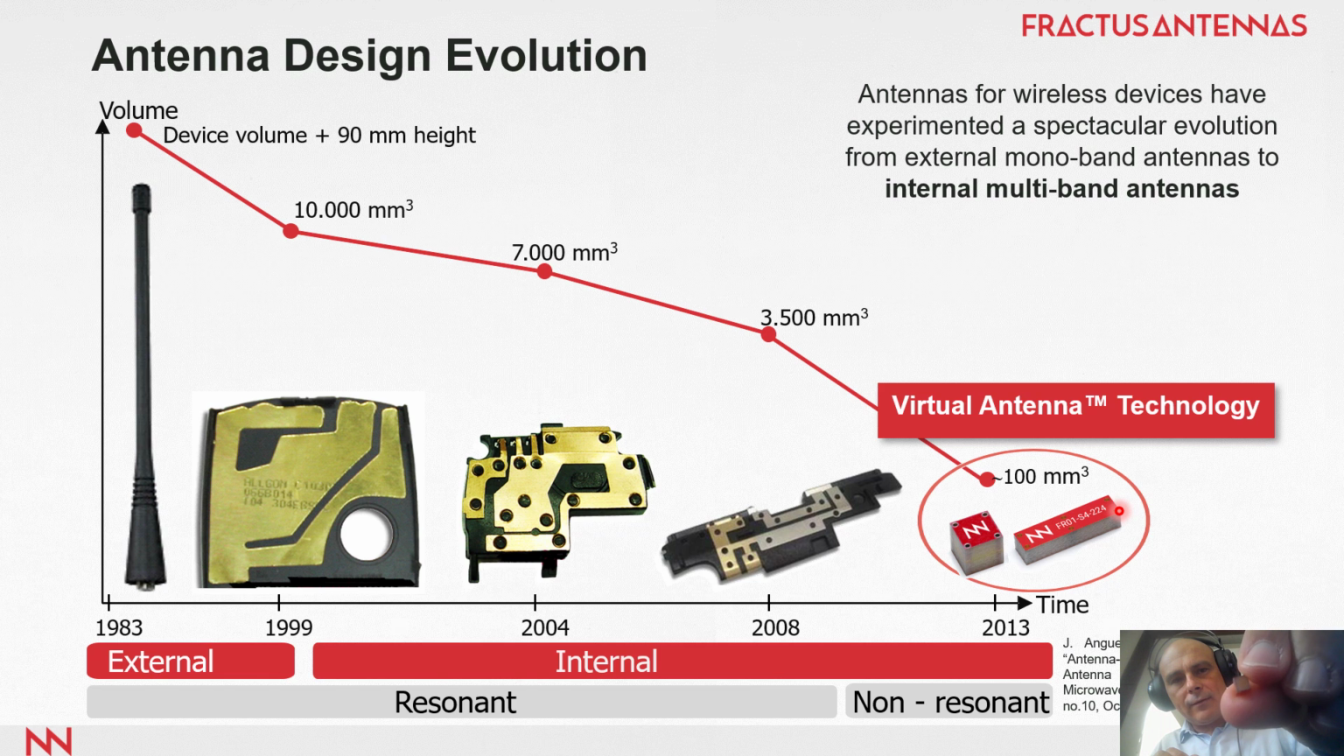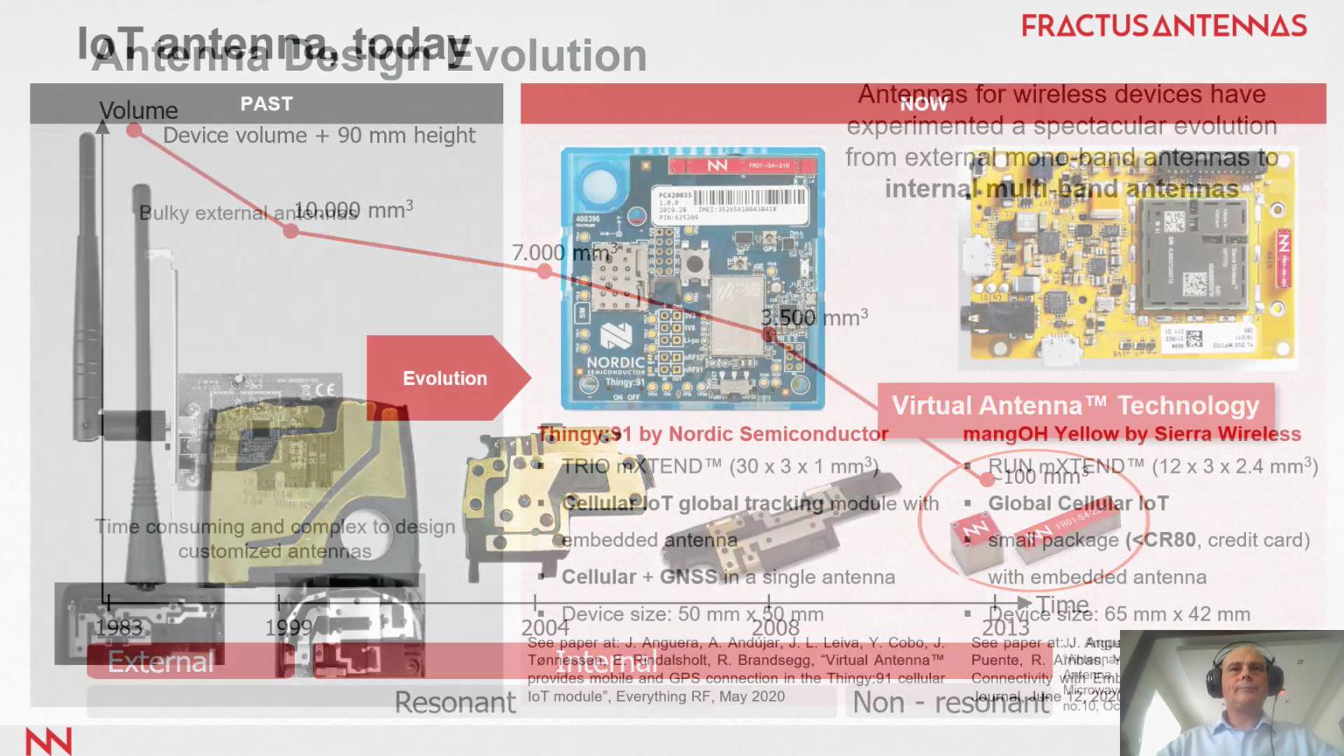This has only 5 by 5 by 5 millimeters. So they are one order of magnitude smaller than the customized antennas. Just to give a reference, the volume is about 100 cubic millimeters. So these antenna boosters are really small and very convenient to integrate in IoT devices.